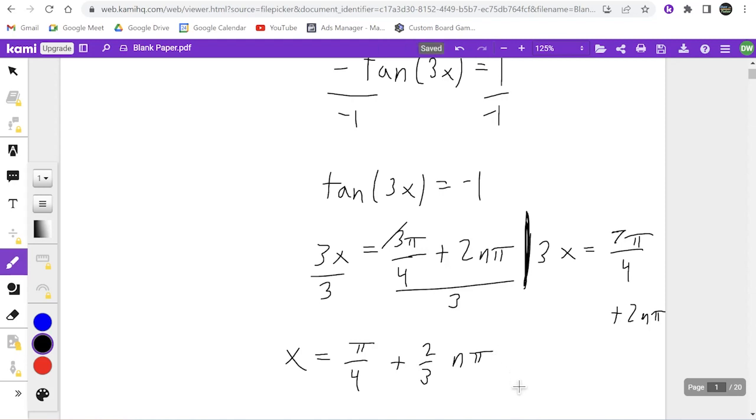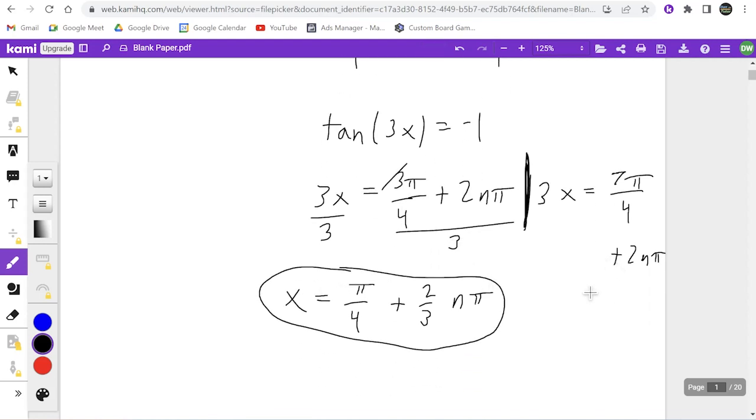Okay? Now, here's one solution right here. But now for the other solution, same idea. Divide both sides by 3. 7 pi over 4 divided by 3 is 7 pi over 12. And then plus, again, same thing, 2/3 n pi. I know I barely squeezed it in here, but hopefully you see that. Any questions on that one? We're done, by the way. This is it.